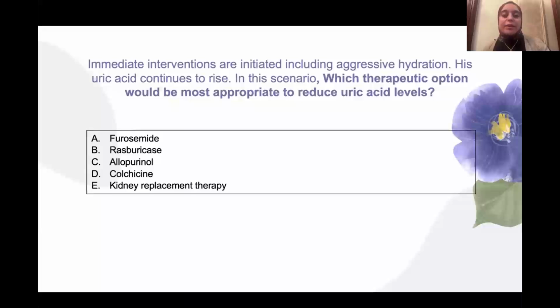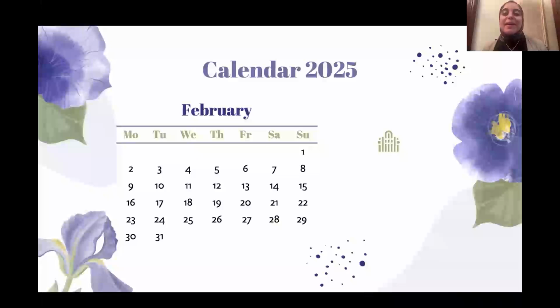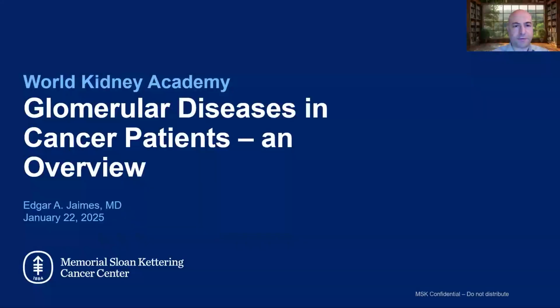Yeah, the correct answer would be rasburicase. I think we're going to learn about it in this webinar, and I hope you make the most of it. Thank you for your attendance, and just mark your calendar for the ongoing events for the year 2025. Thank you so much, Professor Rasha, for this nice demonstration.